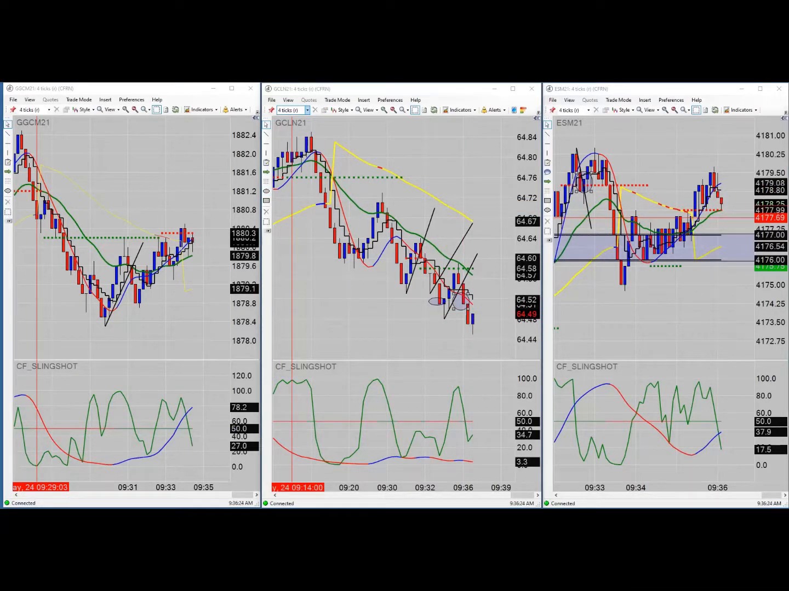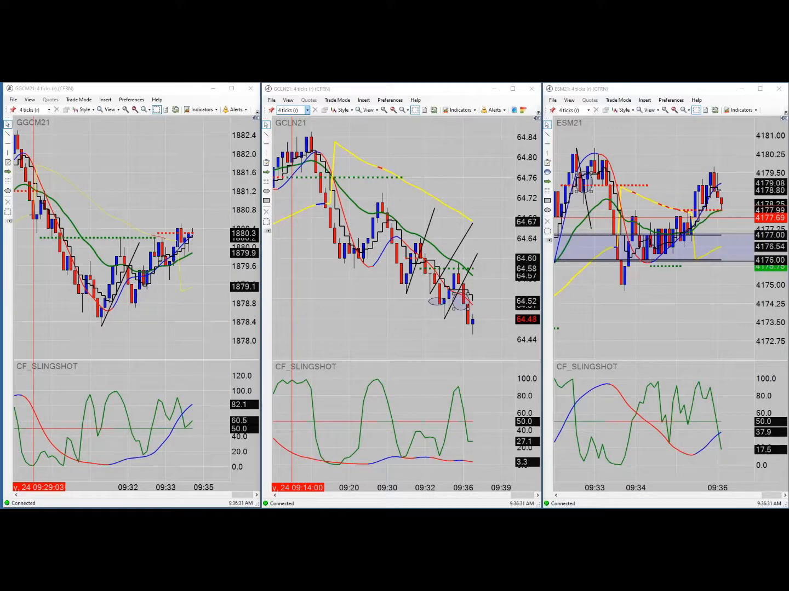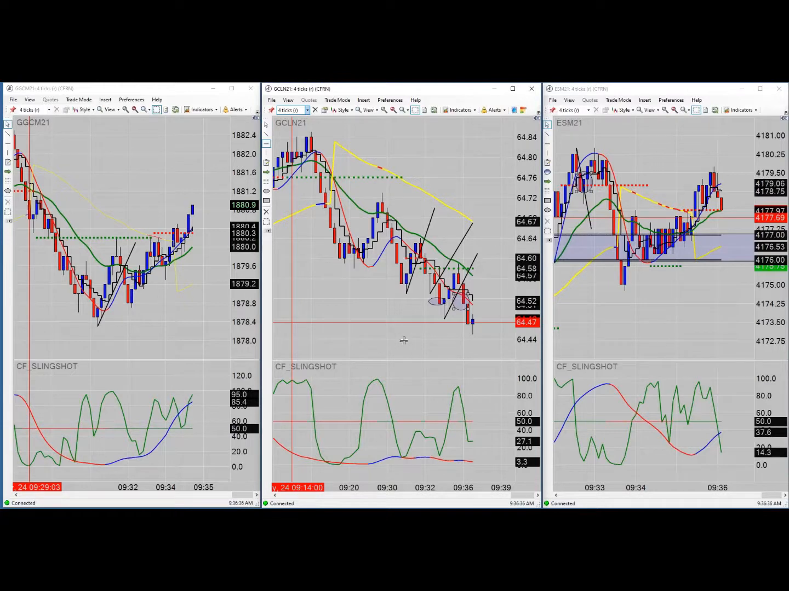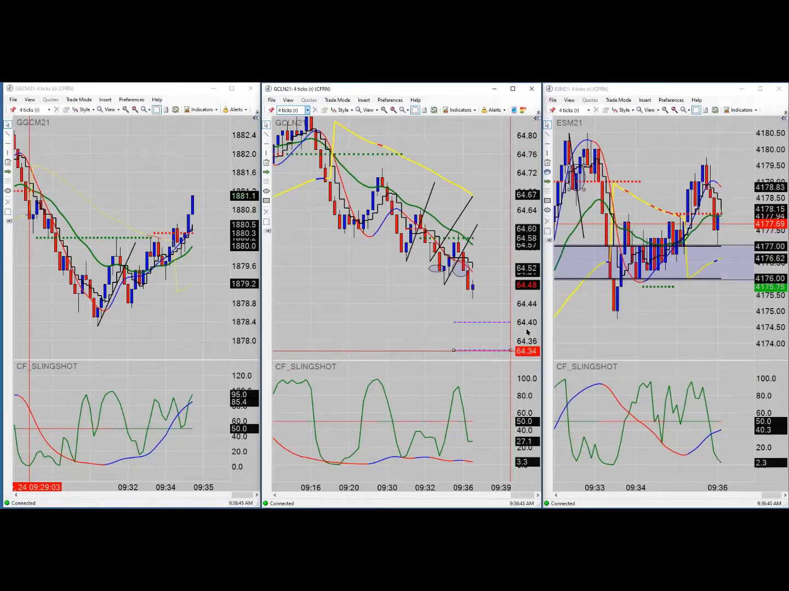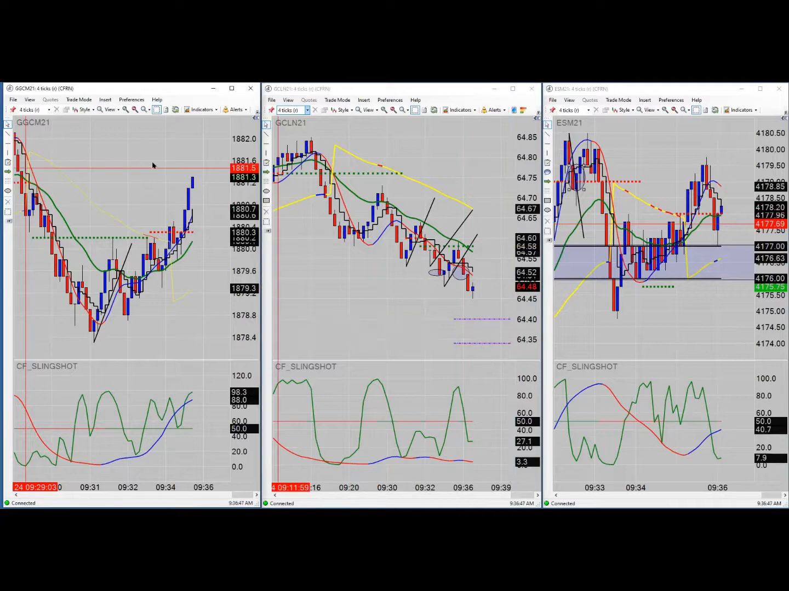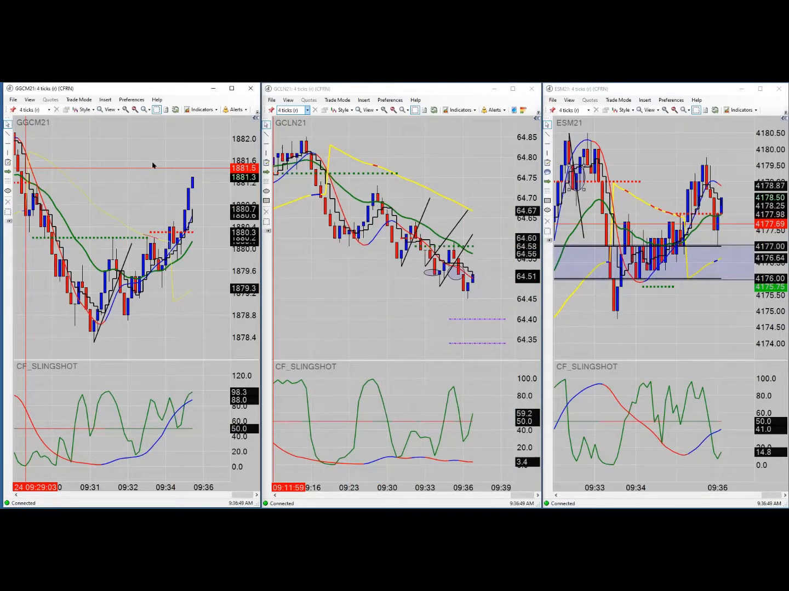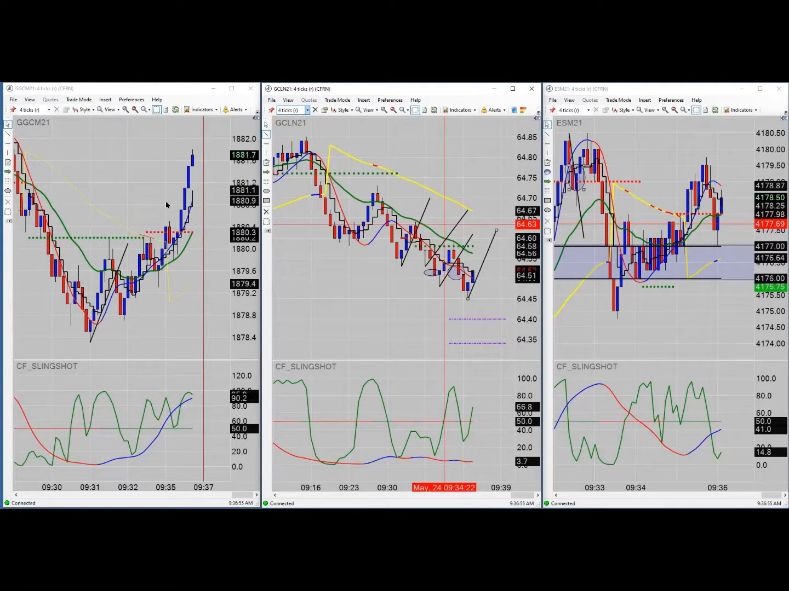All right, so let's just take a look at it and see where it's trying to get to. Right now, 64.40 and then 64.34. Okay, so let's start here. 64.40 and then 64.34. Okay, now over here on the gold, it's starting to run. That's our trend line there.